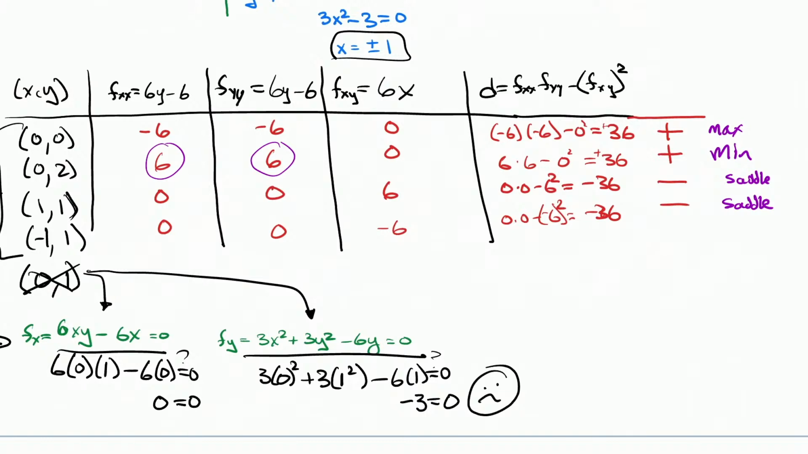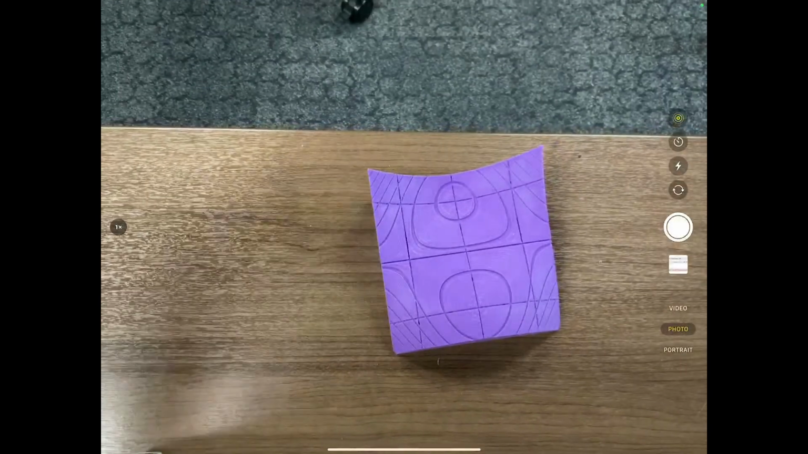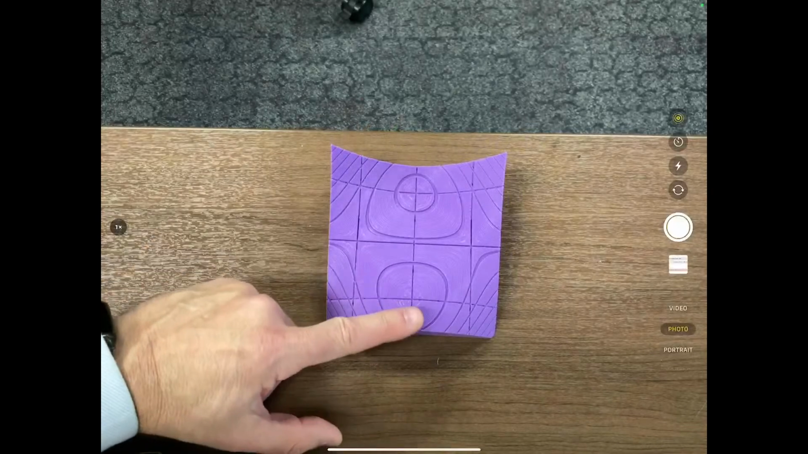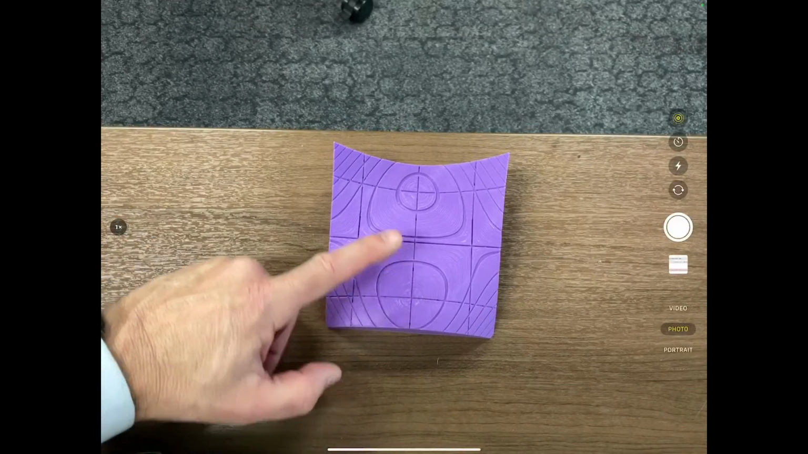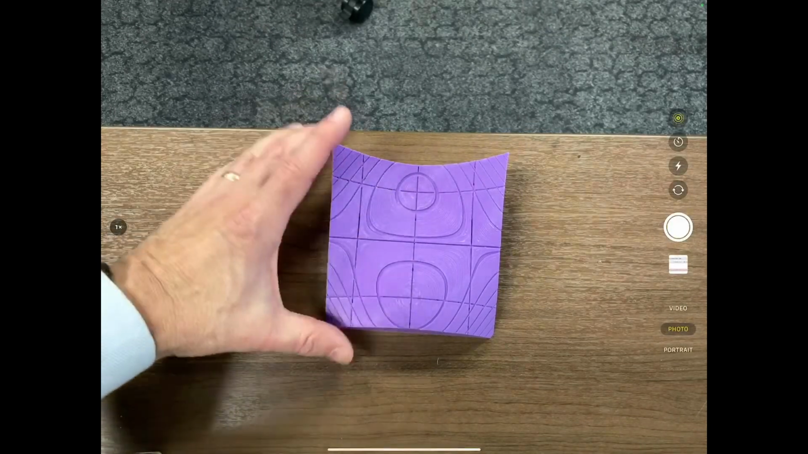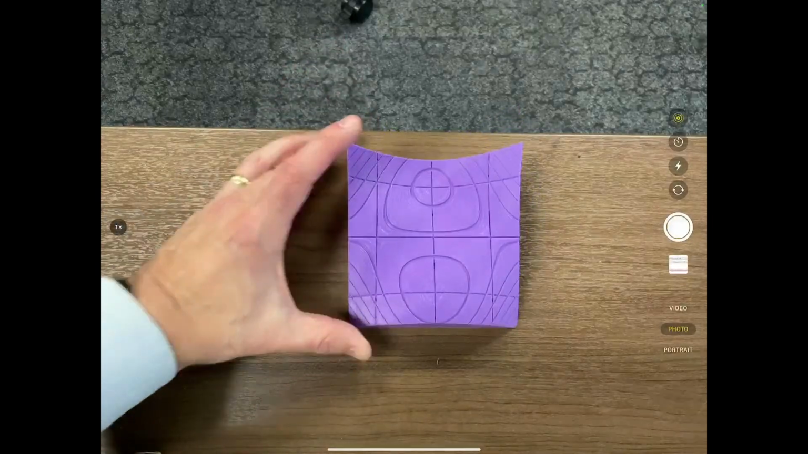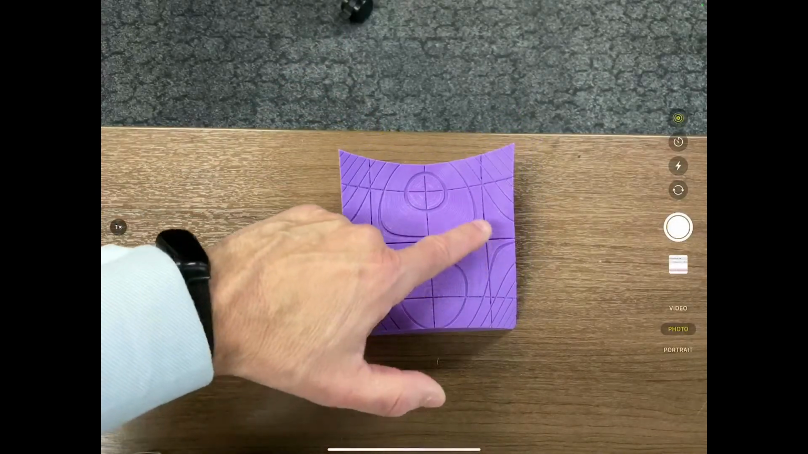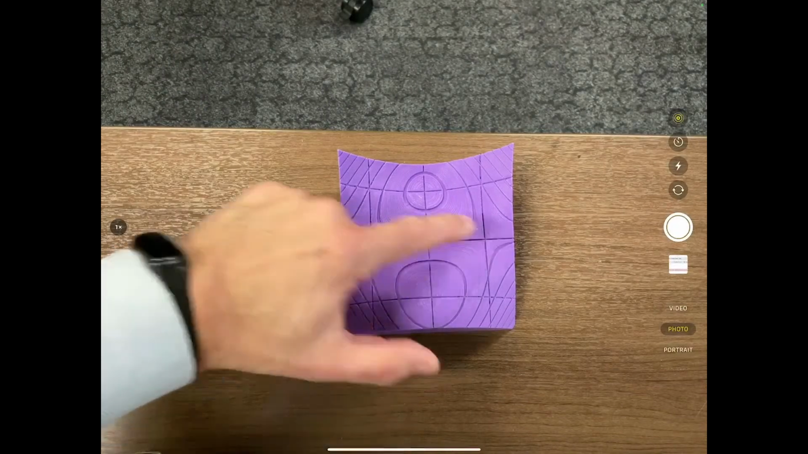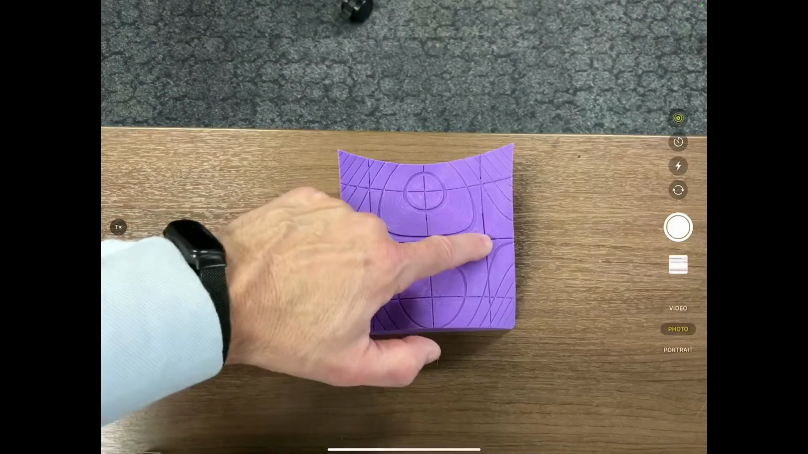Here we go. I've got it oriented properly now. So let's go ahead and show you the thing. Okay, so there it is. Isn't that beautiful? So 0, 0 is a maximum. Here's 0, 2. You can see that that's a minimum. And then here are my other two. This is 1, 1, and this is negative 1, 1. And those are both saddles.